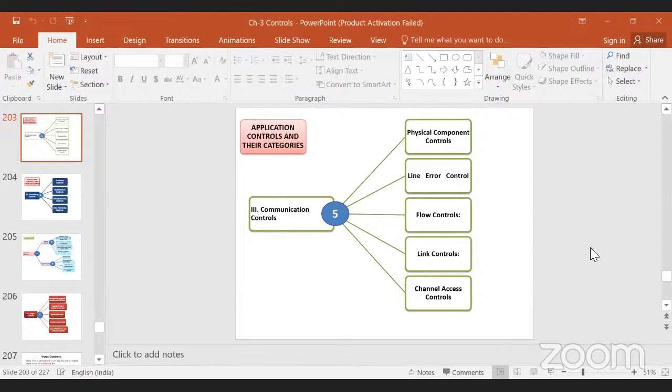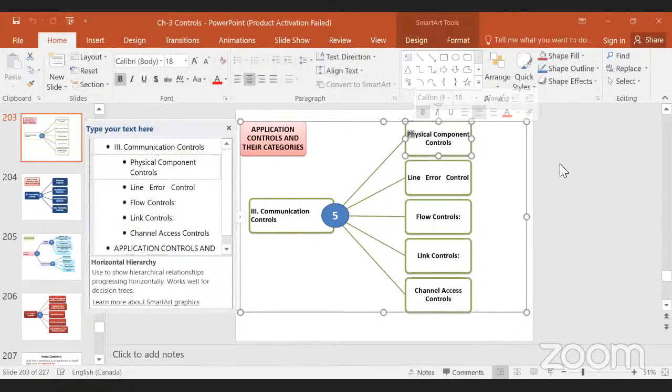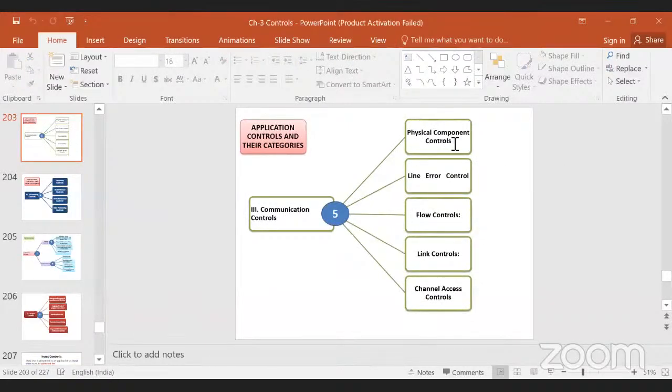Now the application controls and their categories. We have to see the validation control a little later. Communication control is related to the transmission of data from one computer to another computer. So we have seen enough on transmission of data. So what are the controls? Physical component control. All the components which are used for communication purposes should have proper control.